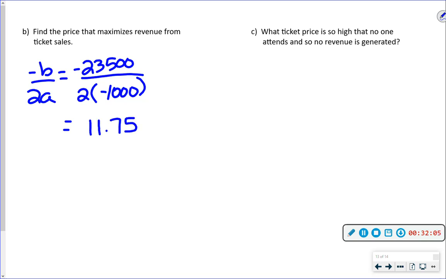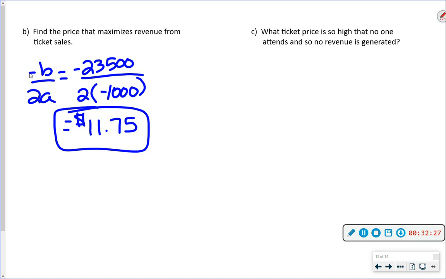So that is your x coordinate. That is what we're after right now, the price of the tickets. I'm just going to throw a dollar symbol on it so it looks like a price. Got it. It didn't ask me for y, didn't ask for the actual revenue, just wanted the price of the ticket. That's why I'm not plugging it in.